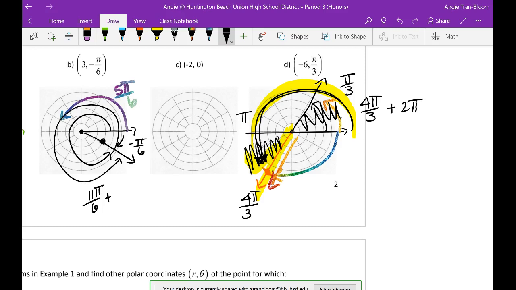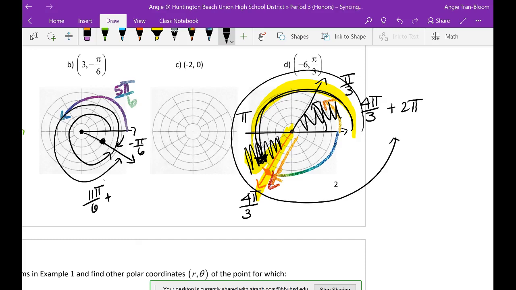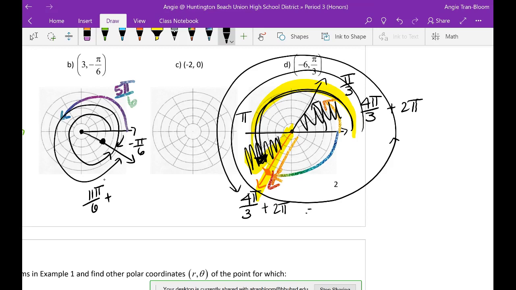Does that meet my restriction of over one revolution? No. So guess what? I have to keep on going, right? So I'm going to go a full 1 revolution, and then another 4 pi over 3. So I'm adding a 2 pi. Well, 2 pi with a denominator of 3 is kind of like what? 6 pi over 3, right? Okay, so that's how we end up with 10 pi over 3.